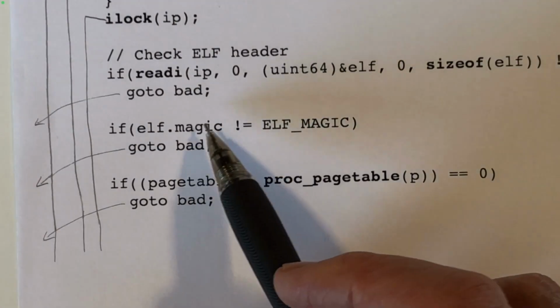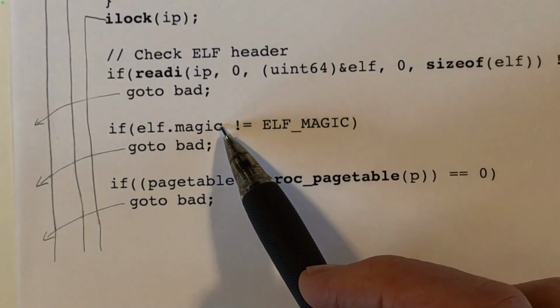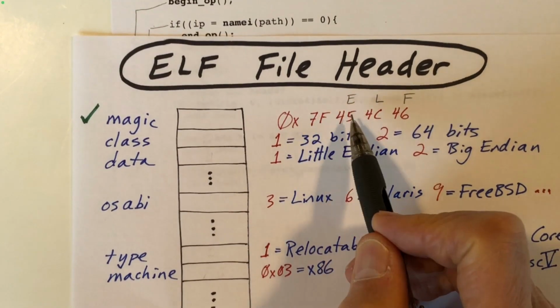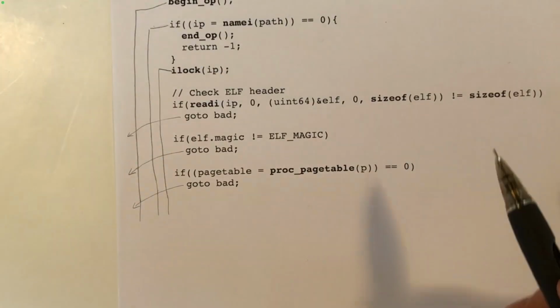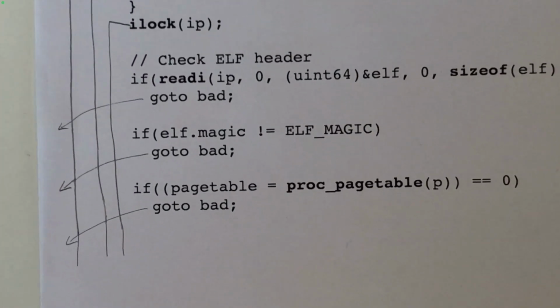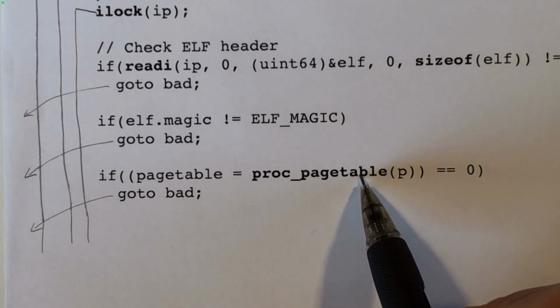But if everything's okay, we next check the magic number for the ELF file. And the magic number is this constant of 7F 45 4C 46. And assuming it's okay, then we keep on going. And the next thing we do is we call proc page table.